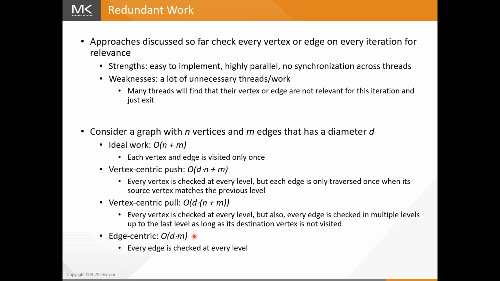Okay? So as you can see, if you compare them all to the O of n plus m, they are all not work efficient. Why? Because of this d factor, because I'm visiting the same vertex and the same edge multiple times. So all the implementations are not work efficient. If I wanted to have a work efficient parallelization, what should I do?